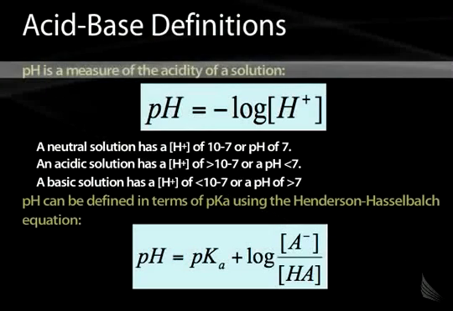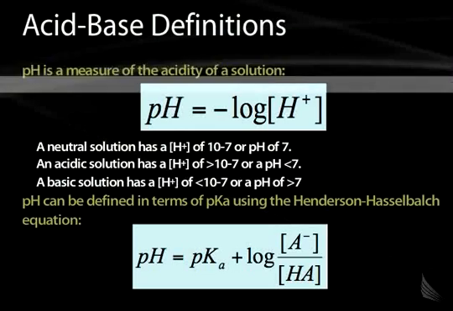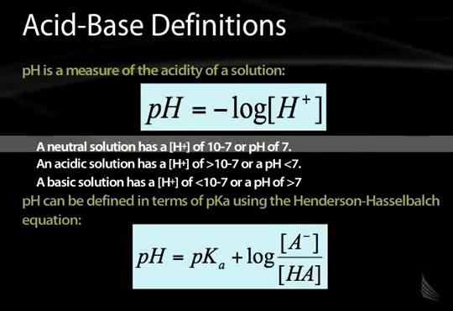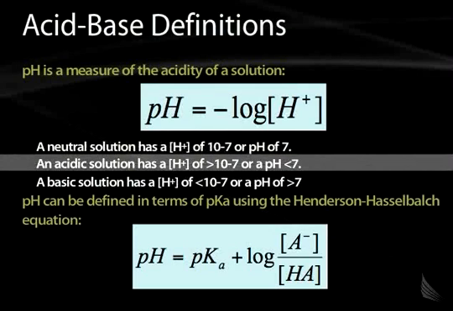Now, pH, then, is a measure of the acidity of a solution, and we'll relate that to pK in just a minute. The pH is defined as the negative log of the proton concentration in any given solution. A neutral solution has a proton concentration of 10 to the -7th molar, which translates into a pH of 7. An acidic solution has a higher concentration of protons, which means that the concentration is greater than 10 to the -7th, and so the pH is going to be less than 7.